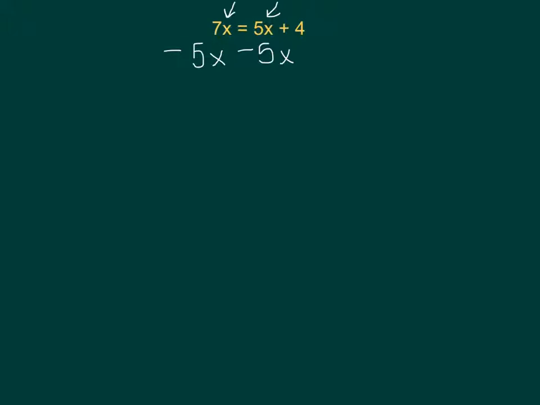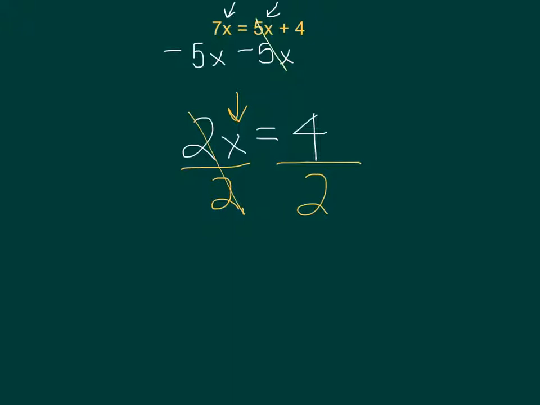So the 5x on this side cancels out, but the 5x on the other side makes it a 2x equals 4. Now you're left with one variable, so to get the variable by itself, you divide by 2. Whatever you do to one side, you must do to the other. And so x equals 4 divided by 2, which is 2.